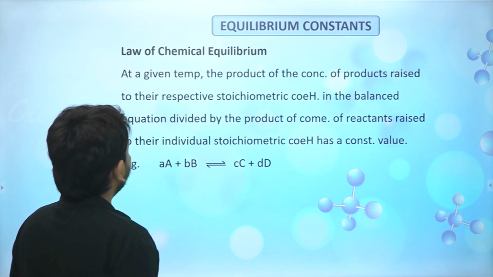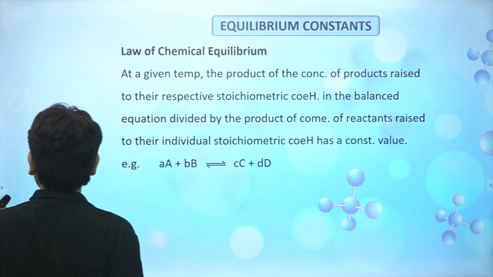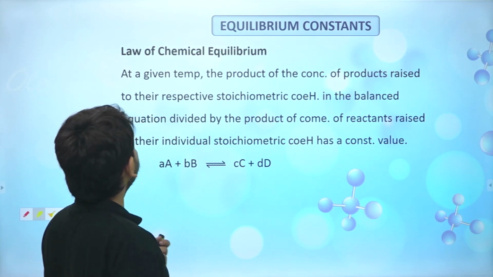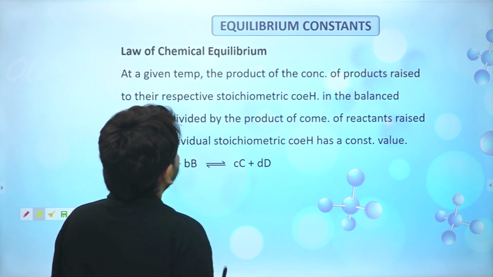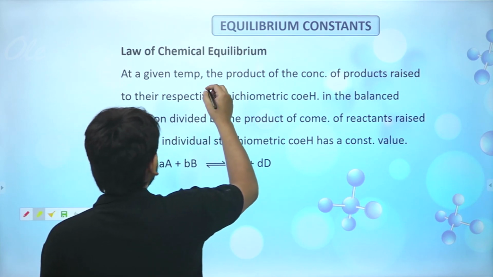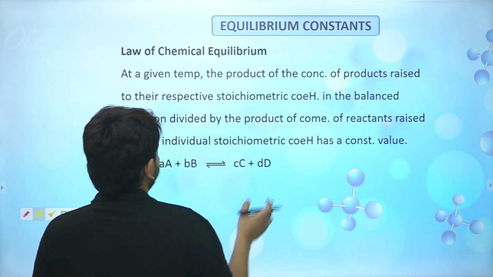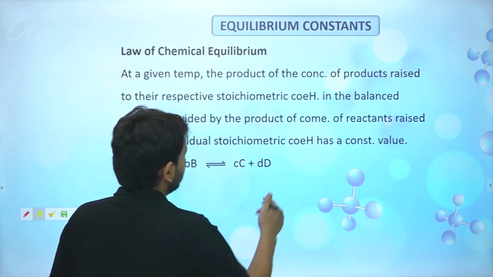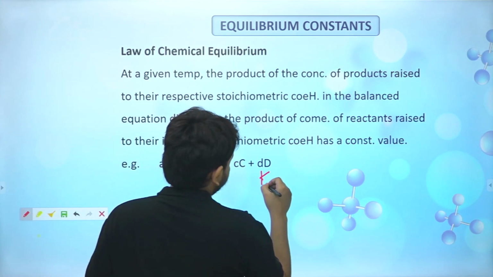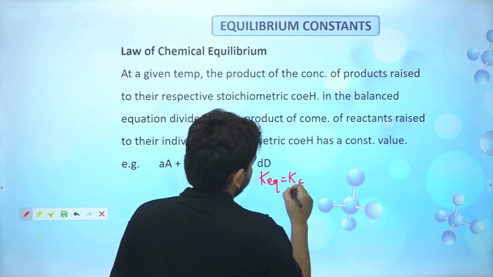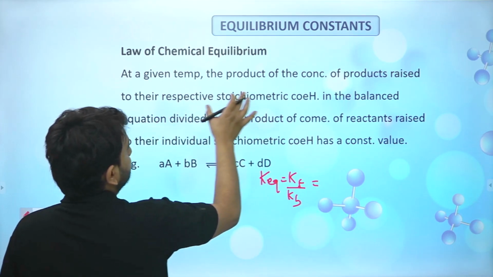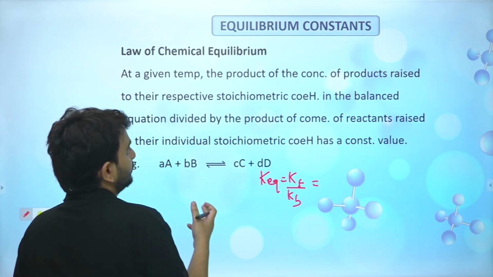Moving on, what is the law of chemical equilibrium? We've talked about this, guys. In a sense, we talked about this when we were talking about K equilibrium. K equilibrium is the product of the concentration of products raised to their respective stoichiometric coefficients, at a given temperature. So basically what this means is, this is a lot of story. What it means is that K equilibrium, guys, I'll use another colored pen, K equilibrium, which is K forward by K backward, is basically the product of concentration of products raised to their stoichiometric coefficients.